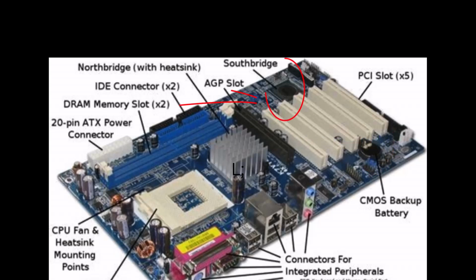We also have the South Bridge chip. This is a chipset component that manages input and output functions and communication between lower speed peripherals and the CPU. Another one is the North Bridge. The North Bridge is a chipset component responsible for high-speed communication between the CPU, RAM, and graphics card. The heatsink dissipates heat generated by the North Bridge.